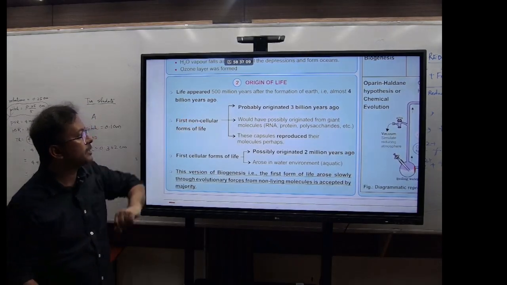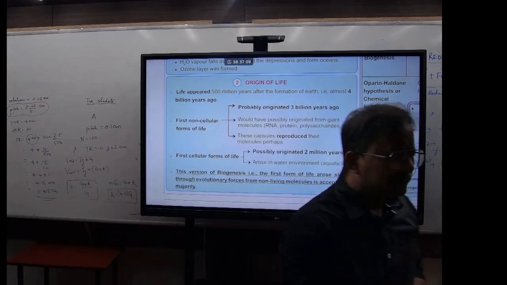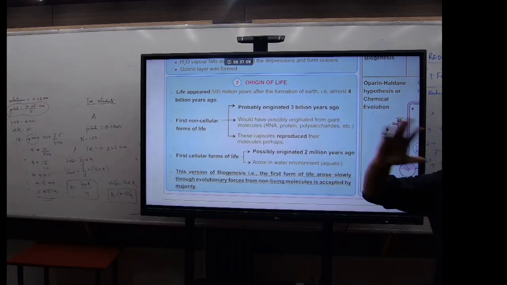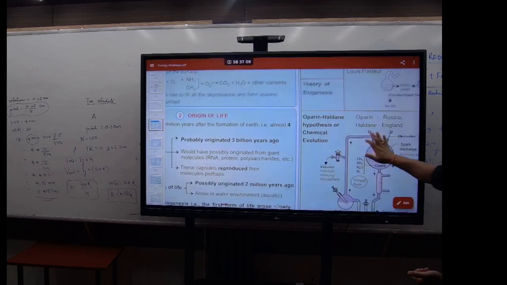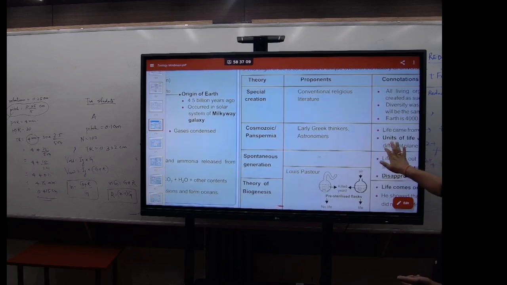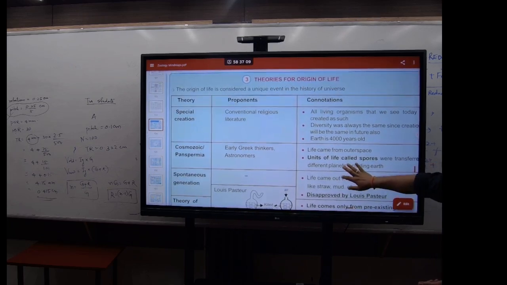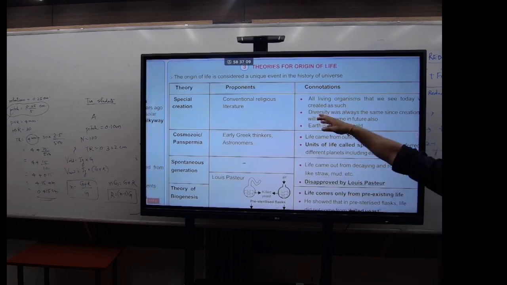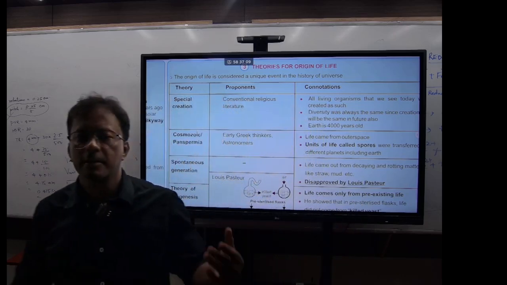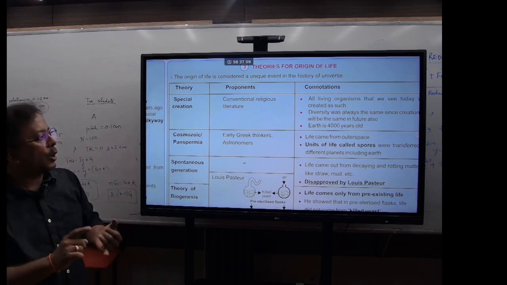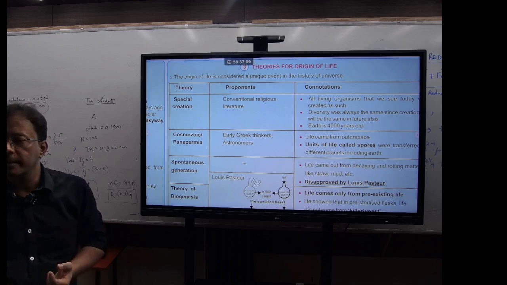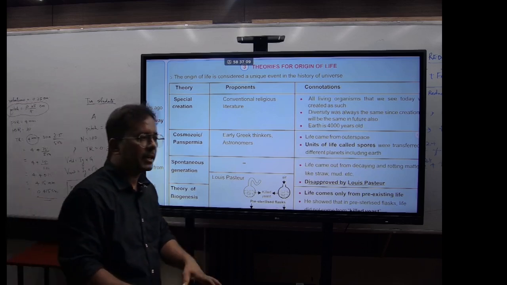Now we have, what is this? Origin of life. Many scientists, many thinkers, many philosophers proposed many theories. For example, the theory which is known as the theory of special creation. It was based on the conventional religious literature. According to this theory, there are three connotations. One is all the living organisms that we see today were created as such, which is entirely false.